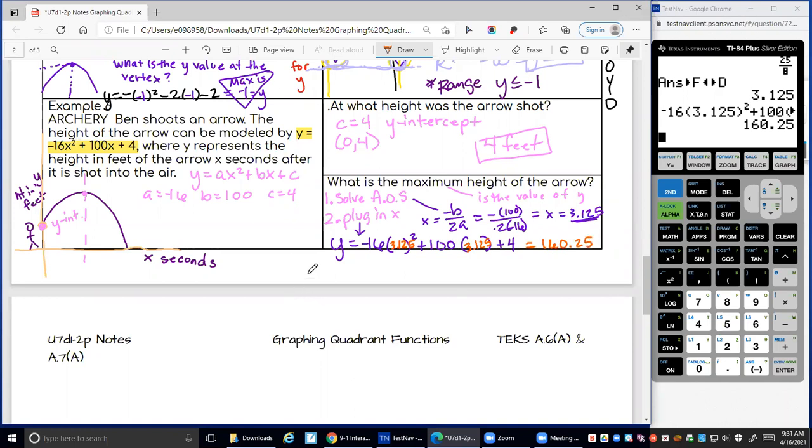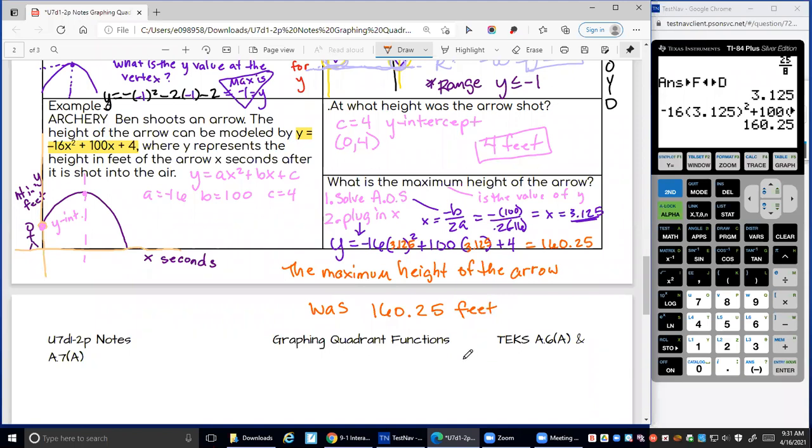And I get that big number. Okay, so the maximum height of the arrow, I'm going to run out of space here, was 160.25 feet.